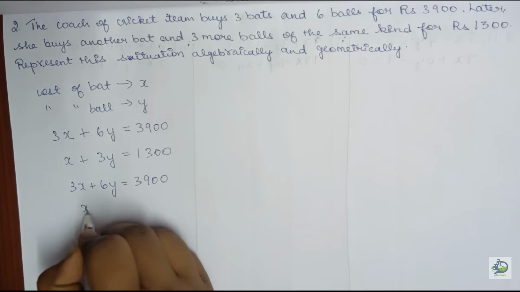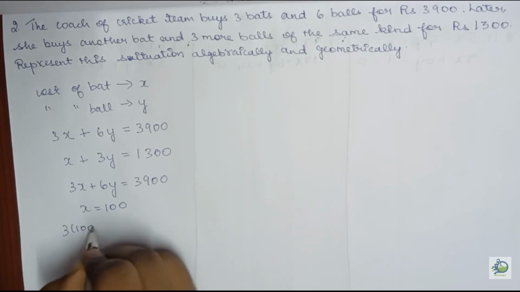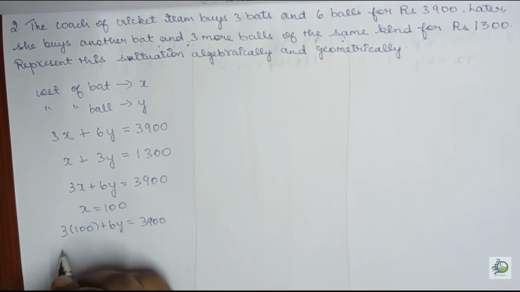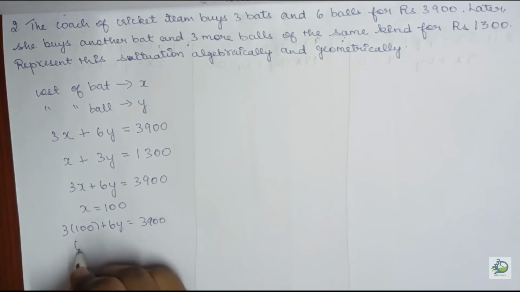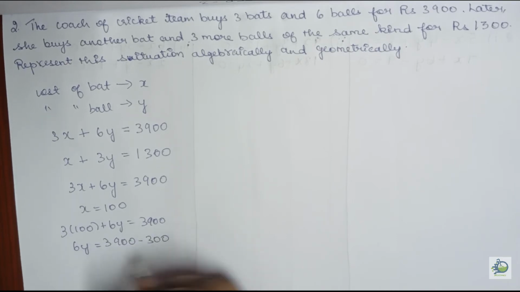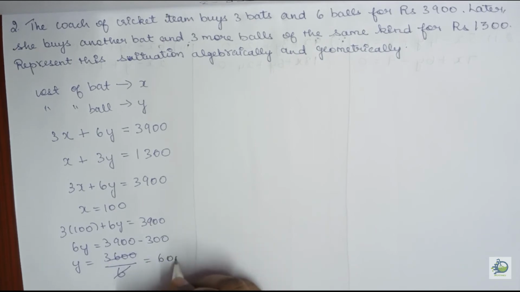Here let me put x as 100. So when I substitute x as 100, 3 into 100 plus 6y will be equal to 3900. Here it is 300. So when I bring the 300 to the other side, it becomes minus 300. So 6y will be equal to 3900 minus 300. So y will be equal to 3600 divided by 6, because when it is in multiplication and brought to the other side, it becomes division. So when I cancel these both, I get y as 600.